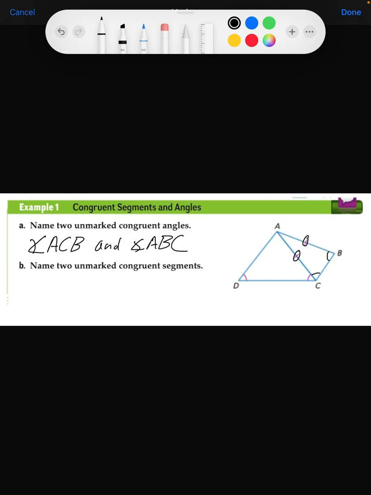Name two unmarked congruent segments. So since we know that angles D and C are congruent, by the converse we can say that AD and AC are equal to each other. So AD and AC.